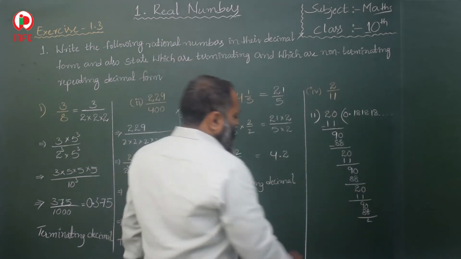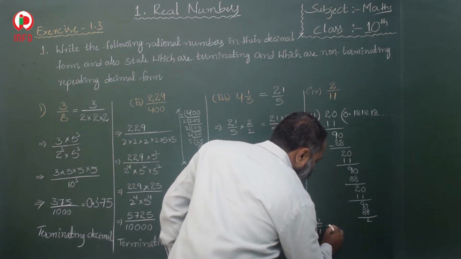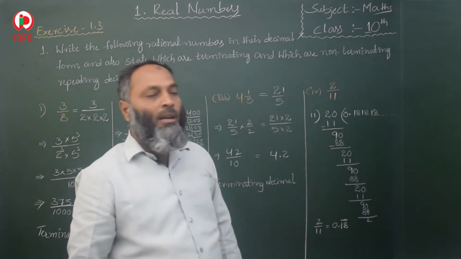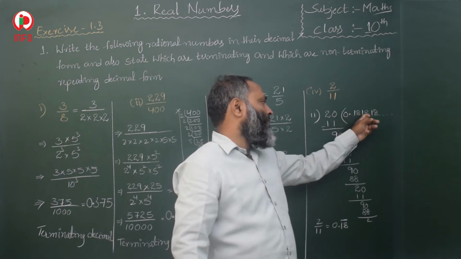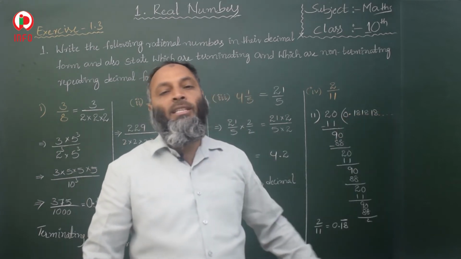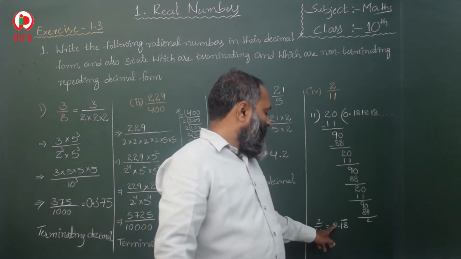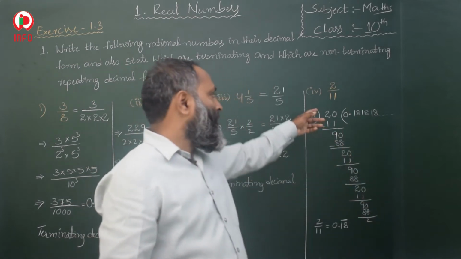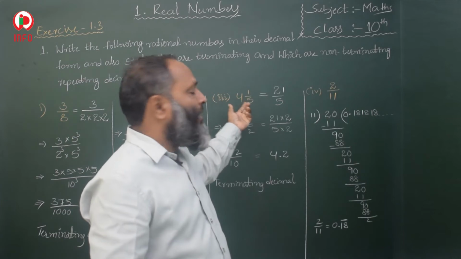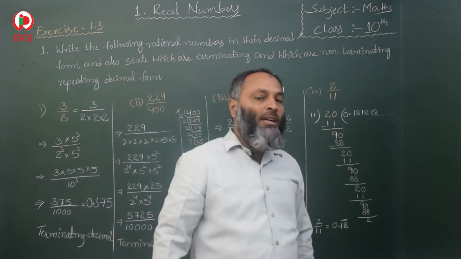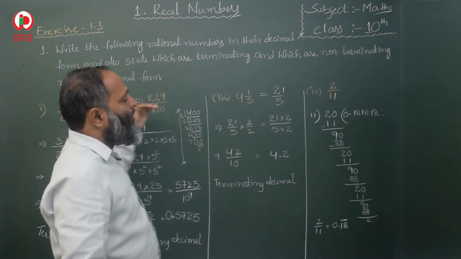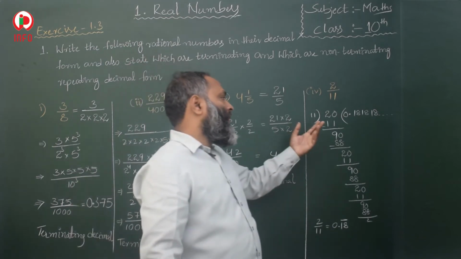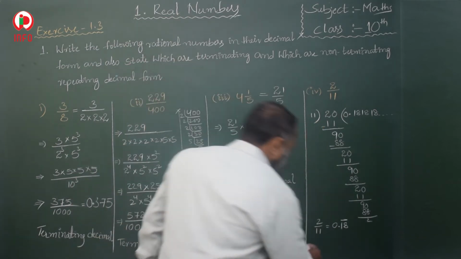So 2 by 11 is 0.18 bar. How can we represent 0.1818181818? It continues infinite times. So we can take 0.18 bar like this. So this is a non-terminating decimal. When the denominator has factors other than 5s and 2s, then that is a non-terminating decimal. If the denominator is in terms of 2s or 5s or 2s and 5s, then that is a terminating decimal. Other than that, that is a non-terminating decimal.